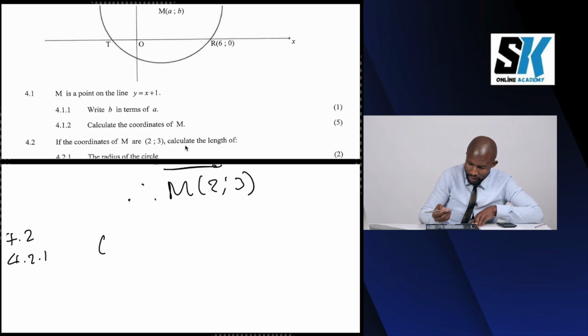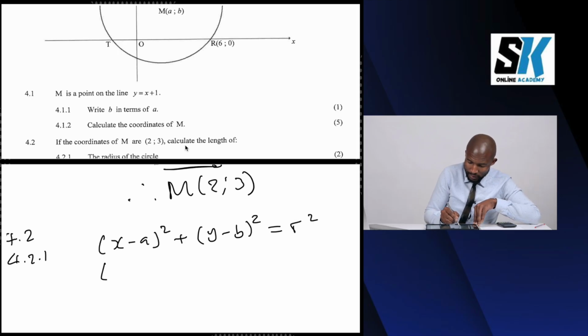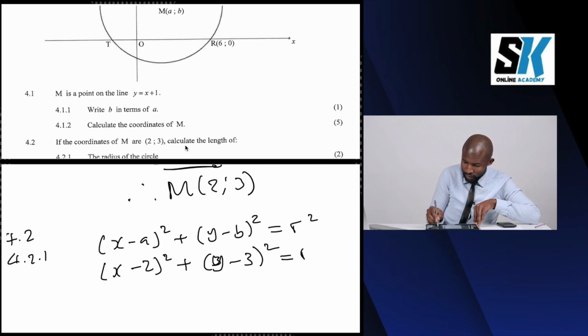So the equation of the circle, let's see how many marks. So it's just 2 marks. So the equation of that circle is going to be (x minus a) all squared plus (y minus b) all squared is equal to r squared. So we can use any point on that graph. So we already know that the center is (2, 3), so it's going to be (x minus 2) all squared plus (y minus 3) all squared is equal to r squared.